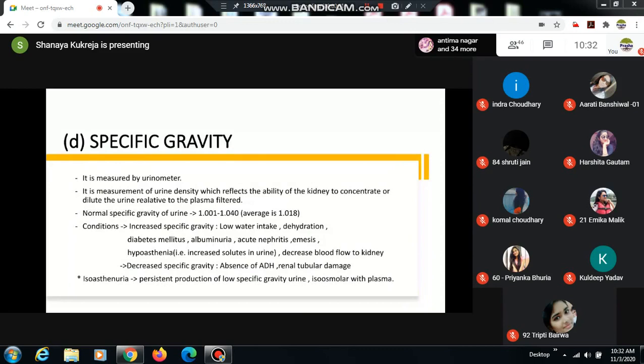There can be two conditions, increased specific gravity or decreased specific gravity. In increased specific gravity, the urine is concentrated, and in decreased specific gravity, the urine is dilute. Increased specific gravity can be due to low water intake, dehydration, synuria, that is increased solutes in urine, emesis, which is vomiting, and decreased blood flow to the kidney.